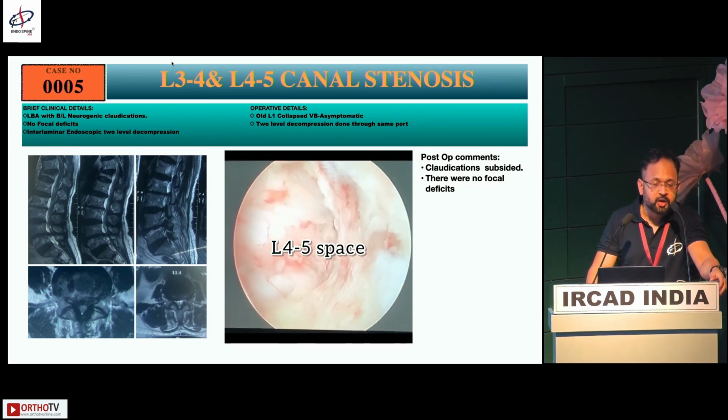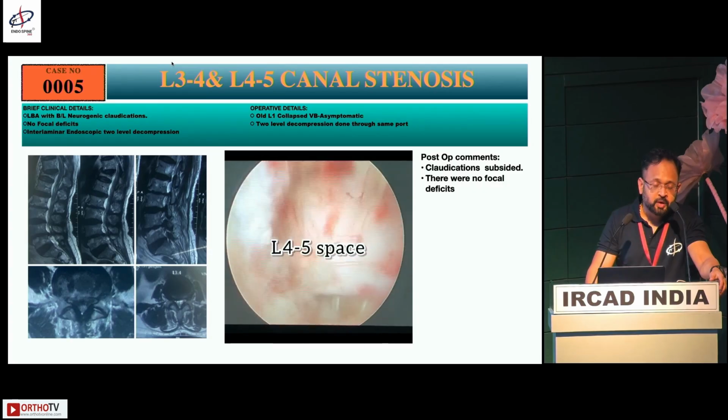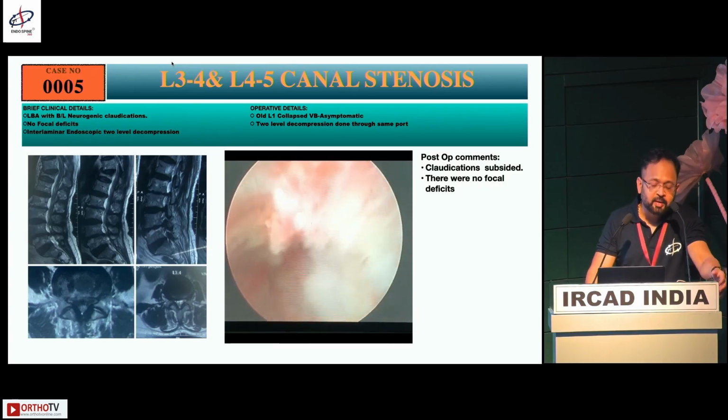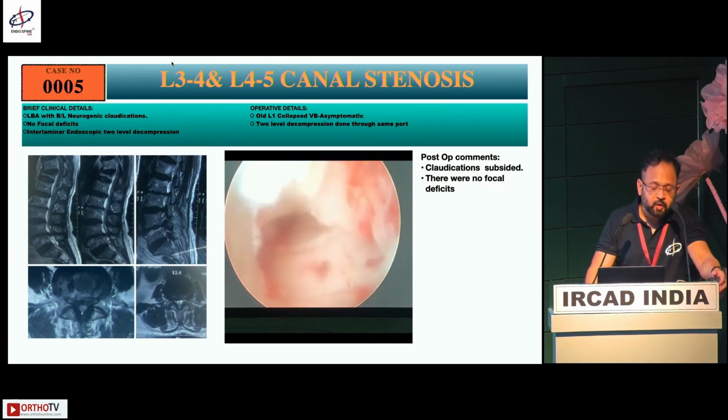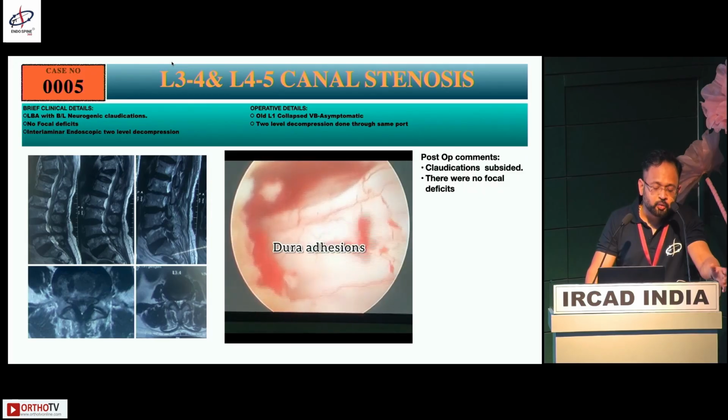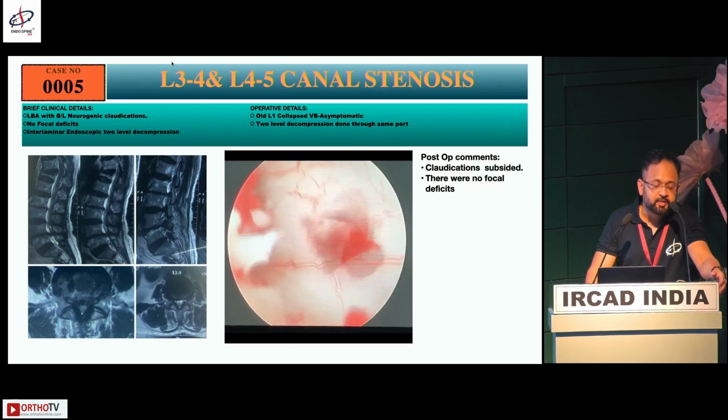So now we are going up to 3 levels. In the cervical spine it is called a sliding technique. In the lumbar spine it is called a jumping technique. Without much muscular damage, we are able to do 2-level decompression with a single incision.